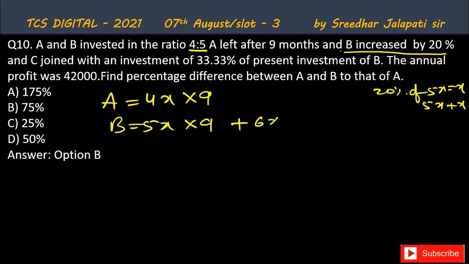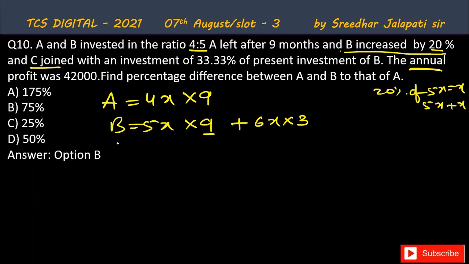So now the new investment is 6x, and he kept that for 3 months, because at the end, as it is given as the annual profit, that means after 1 year. So B, for the first 9 months, had 5x rupees, and for the remaining 3 months, 6x rupees, because he increased his investment by 20%.